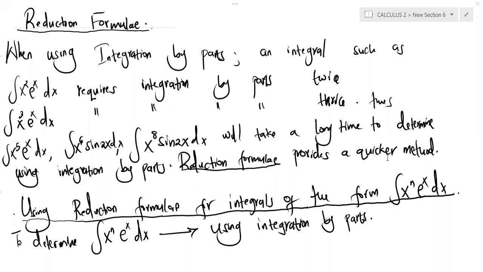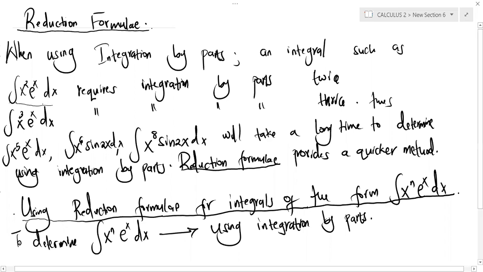Okay, guys, so I would like us to look at a reduction formula. Under reduction formula, basically, when we are using integration by parts, if we have integrals of this form, these types of integral would require us to use integration by parts twice. And if we have integrals of this form, then we would be using integration by parts 3 times.